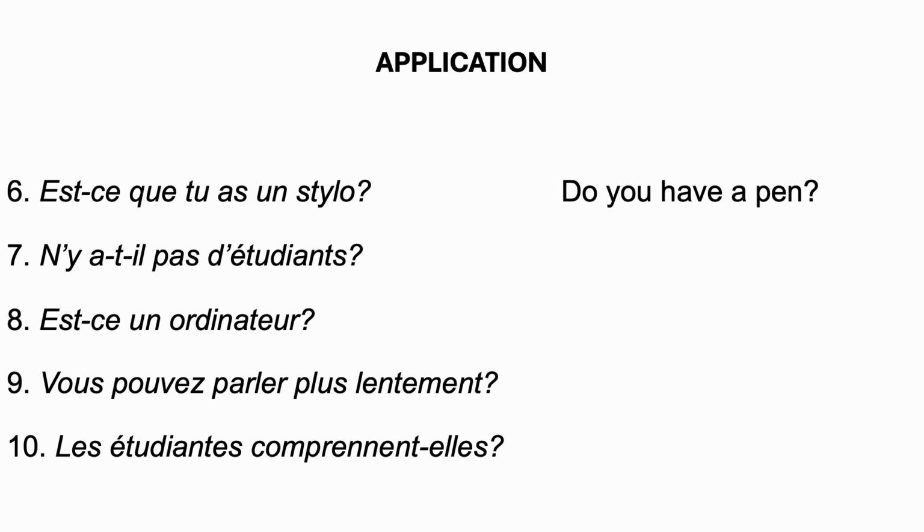7. N'y a-t-il pas d'étudiants? Are there any students? Okay, so repeat after me. N'y a-t-il pas d'étudiants? So here's an example where you can have negation and question at the same time.